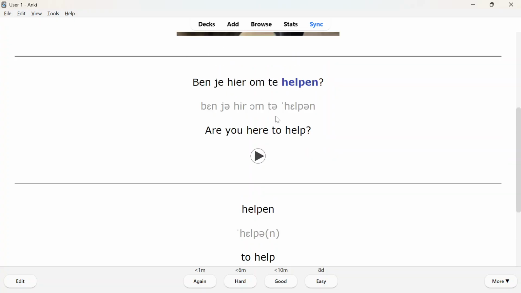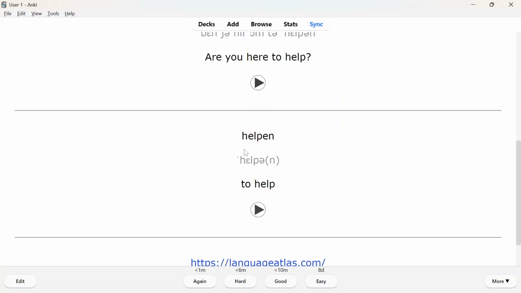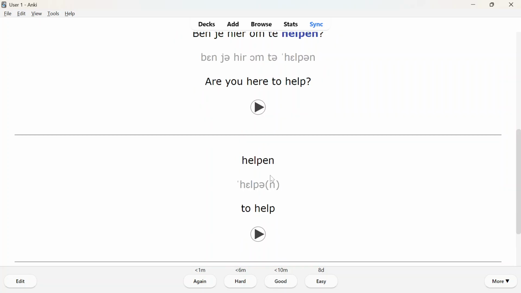Helpen. Same setup. With the sentence area, we have the correct word bolded in indigo so you can immediately spot it. We have the answer as well, which is helpen. And there's one thing that I really like to note here is that all the verb cards are in the full verb form. So we have here to help in English, and we have here helpen in Dutch.